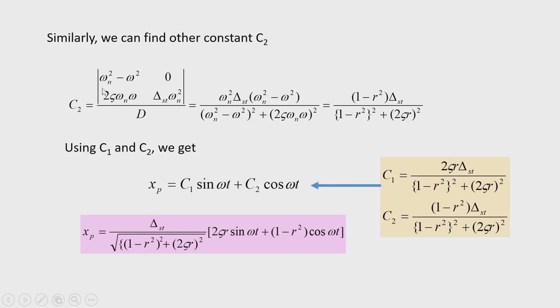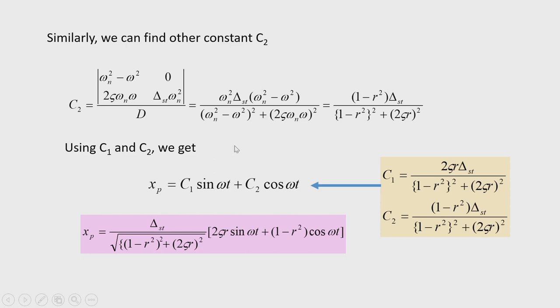So, C 2 is found as the determinant of this, omega n square omega square, 2 xi omega n omega, and 0 delta S t omega n square, divided by the determinant formed by the coefficients of C 1 and C 2. And here you can note the second column is the non-homogeneous part, that is 0 and delta S t omega n square. After expanding this determinant and with the division of D, we ultimately arrive at this expression: C 2 equal to 1 minus r square, where r is nothing but omega by omega n, into delta S t divided by 1 minus r square whole square plus 2 xi r square.